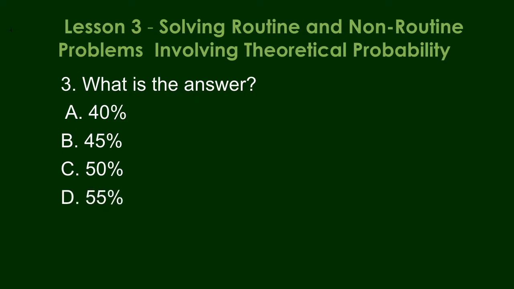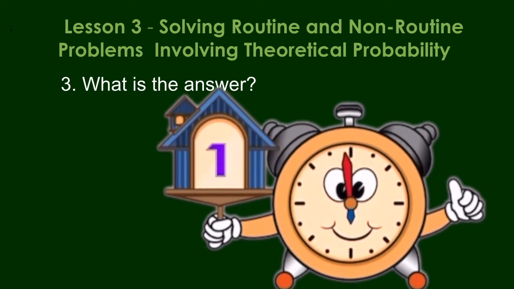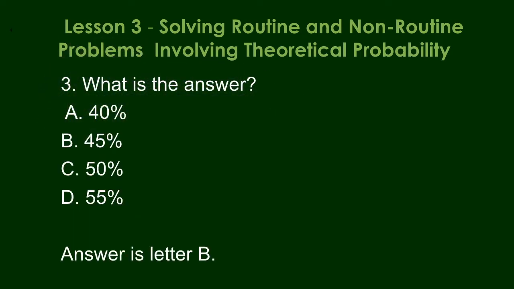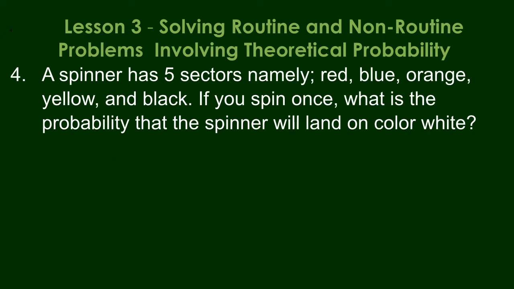Timer starts now. Time is up. The correct answer is letter B, 45%. Next, number 4. A spinner has 5 sectors, namely red, blue, orange, yellow, and black. If you spin once, what is the probability that the spinner will land on color white?